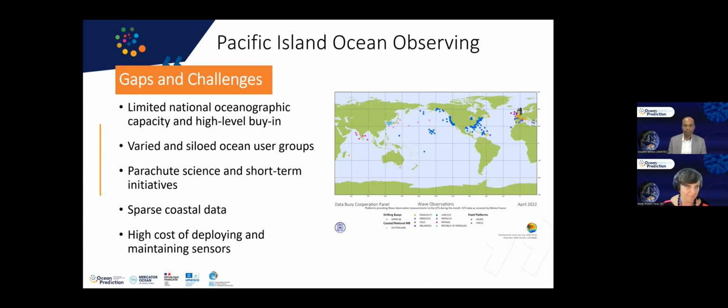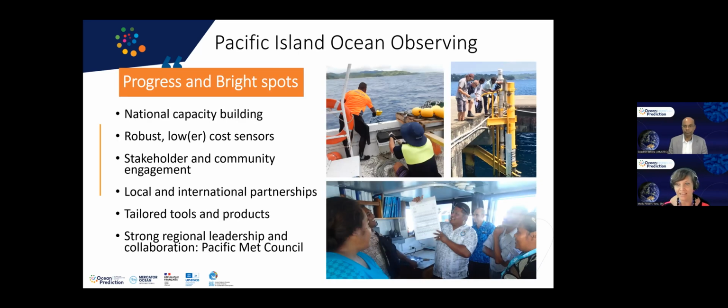So just as an overview here, some of our gaps and challenges, they're really around the limited national oceanographic capacity and high-level buy-in, as well as varied and siloed ocean user groups often across our region. We also see a lot of parachute science and short-term initiatives, which may only be for groups that come in quickly, do their research and leave. And really, this is one of the biggest challenges that we face. We'd like to be growing more of our own Pacific-run, Pacific-owned and led ocean science and initiatives which continue on and don't fall over as soon as the funding is gone. And of course, the sparse coastal data, which I mentioned, and the high cost of maintaining and deploying those sensors.